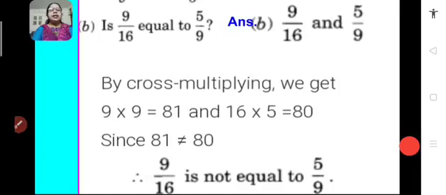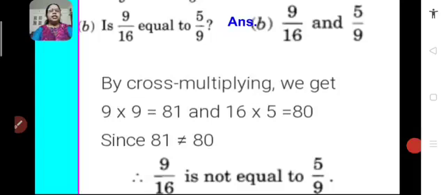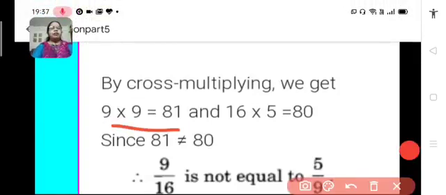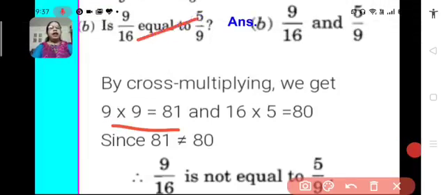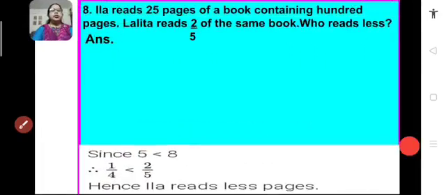Next, is 9 upon 16 equal to 5 upon 9? Again, we will decide by cross multiplying. If we multiply 9 and 9, we get 81. And if we multiply 16 and 5, what do we get? We get 80. So they are not equal. That means these two fractions 9 upon 16 and 5 upon 9 are not equal. Next question.